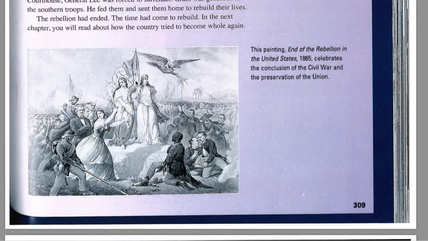Looking for images here. The painting End of the Rebellion in the United States, 1865, celebrates the conclusion of the Civil War and the preservation of the Union. You can see some key things here. Here's the Union's been preserved. You also have an African American standing before the Union, probably because they were liberated at the conclusion of the war, meaning African American slaves were freed.